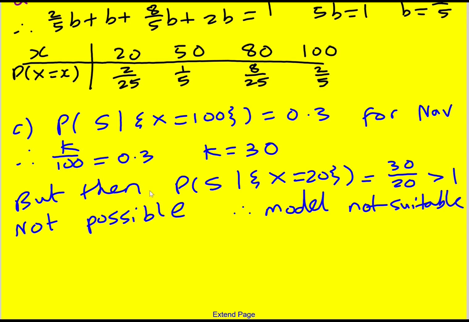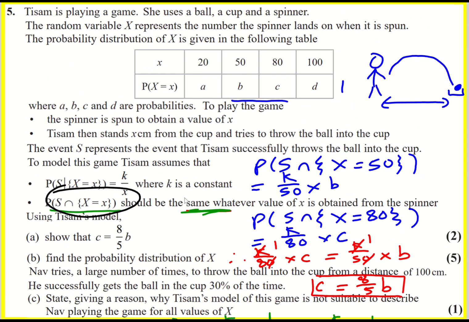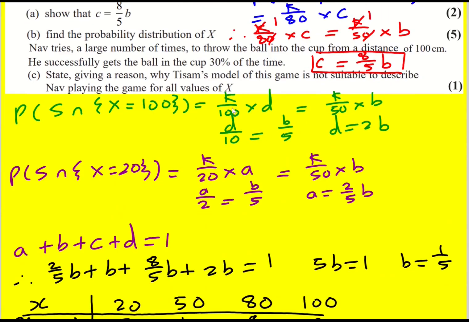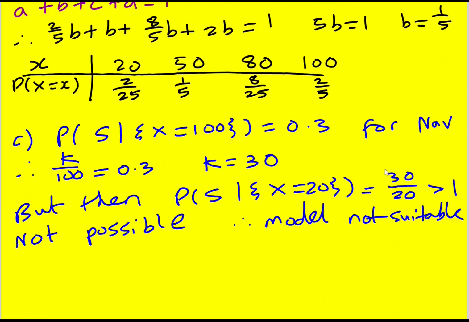Okay, a bit of a different question, it's got to be said, but I hope that makes sense. Just work through finding everything in terms of B, getting the distribution, and then working out or using the probability to get K and showing that it's just not possible because we'd get a probability greater than 1 if 20 is spun on the spinner.